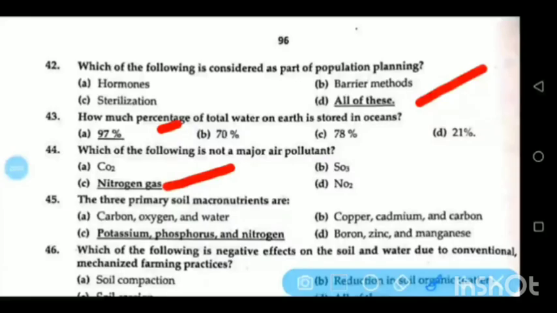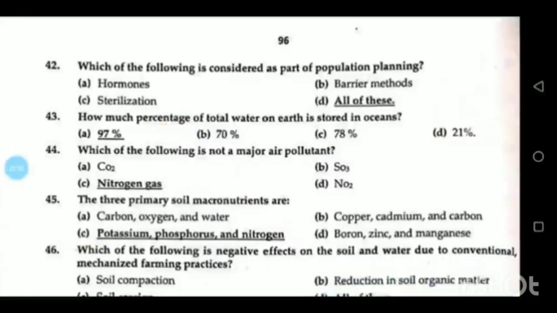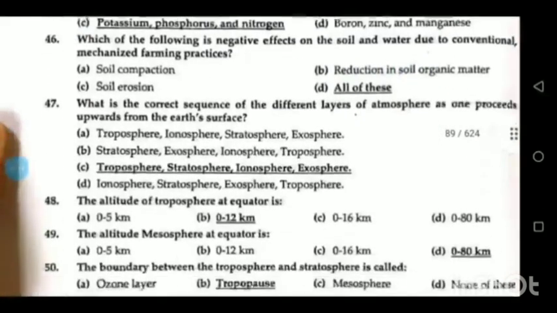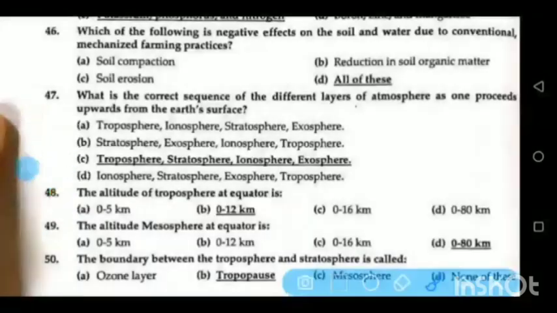Nitrogen gas. The three primary soil macronutrients are potassium, phosphorus, and nitrogen. Which of the following has negative effects on soil and water due to conventional, mechanized farming practices? All of these: soil compaction, reduction in soil organic matter, and soil erosion.